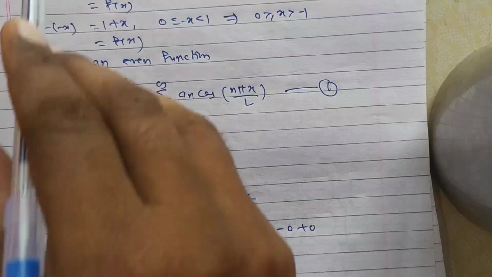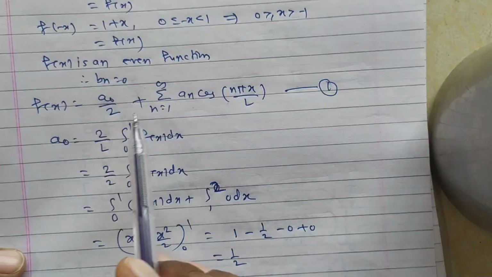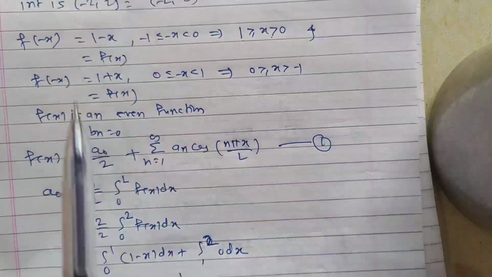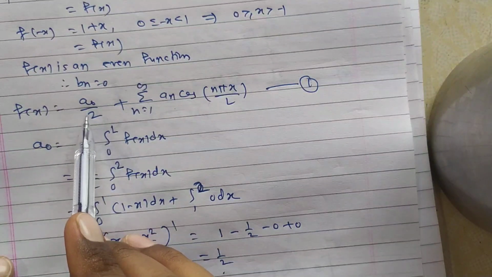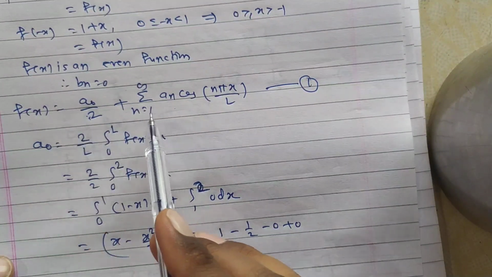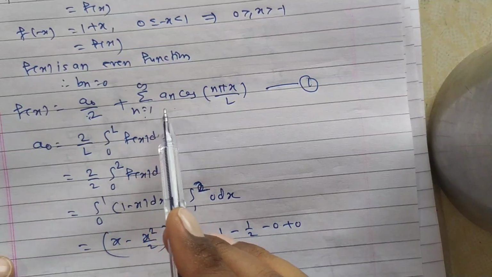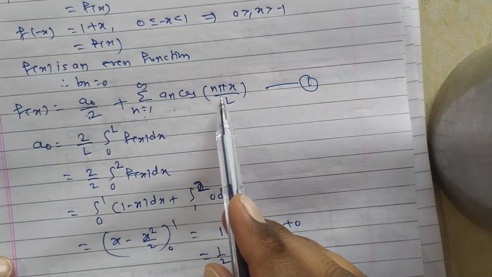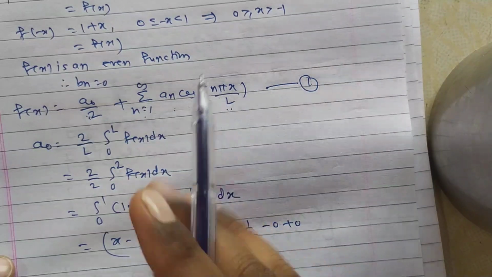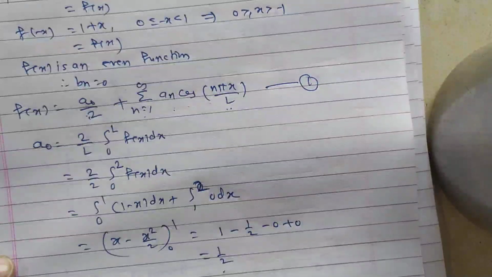Means that is the Fourier series expansion of f of x in the interval minus 2 to plus 2. So you put the value of a0 here, that is 1 by 2 upon 2, that is 1 by 4, plus summation of n varies from 1 to infinity. An is 4 upon n square pi square into cos of n pi x by 2. So this is the final answer of this problem.